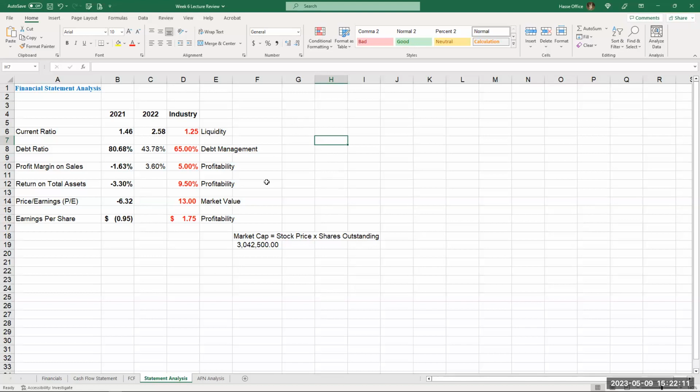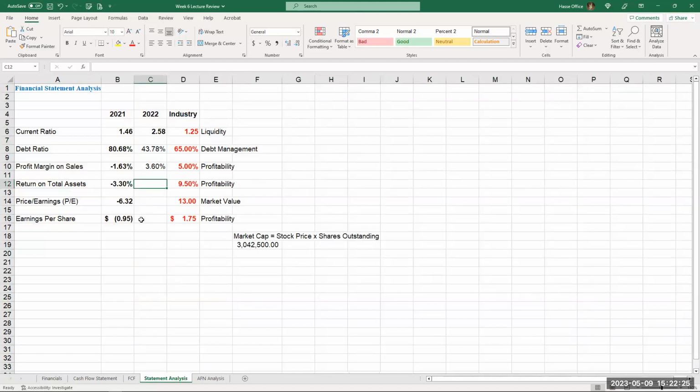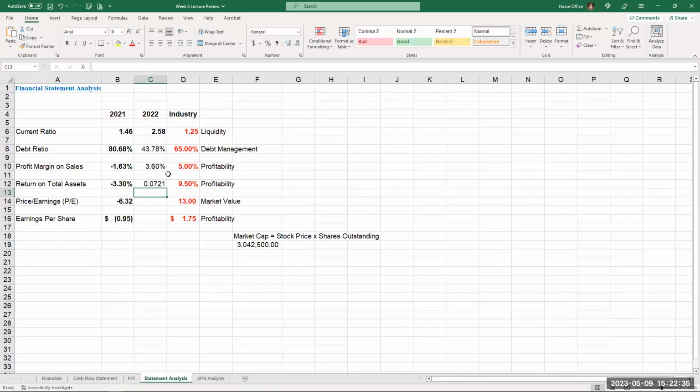Again, what's our return on assets? Well, that's our return, net income divided by the assets of the company. Net income divided by assets. Make that a percent, 2 decimal places. It's pretty good. 7.21%, a lot better than last year, but look at the industry average, 9.5%.